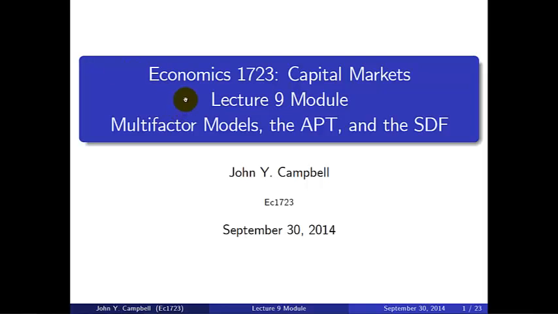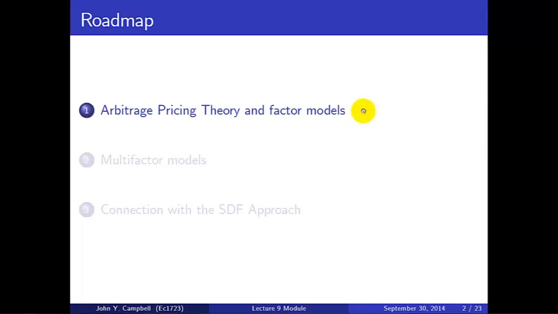This is the online module for the 9th lecture on multifactor models, the APT, that's arbitrage pricing theory, and the SDF, which you should know by now is stochastic discount factor. So we'll go through first arbitrage pricing theory and the general idea of a factor model. Then we'll talk about models with many factors, so-called multifactor models. And finally, we'll try to link back and connect this with the stochastic discount factor approach.